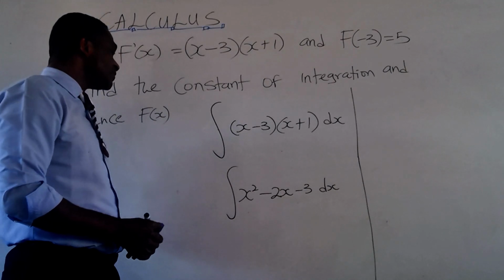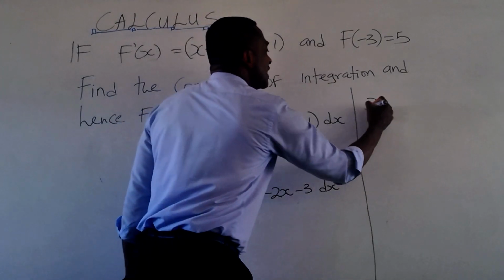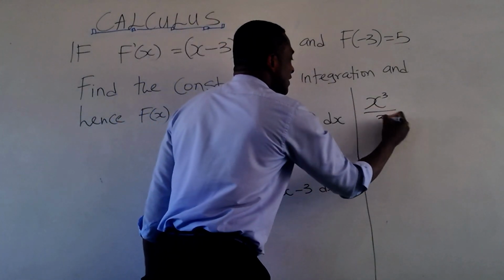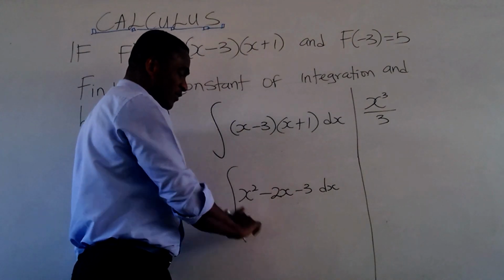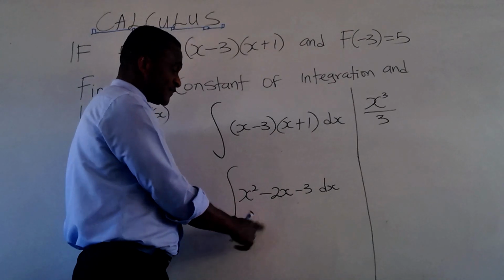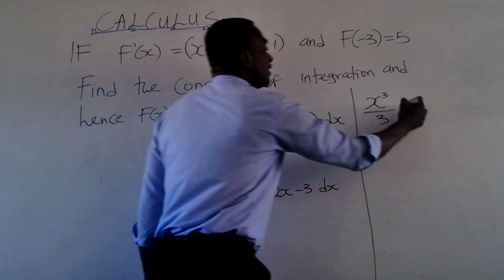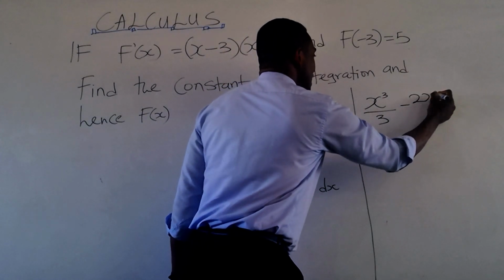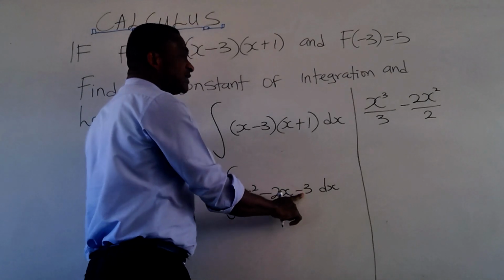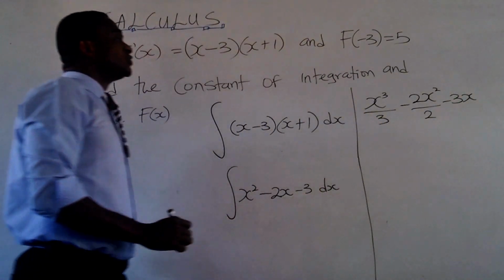So to get the function here, we integrate this. When we integrate this, we have x to the power of 3 divided by 3. Remember, it is n plus 1 over n plus 1, so 2 plus 1 over 2 plus 1. Then here we have n plus 1 over n plus 1, so we have negative 2x to the power of 2 over 2. And the integral of the constant is that constant and x.